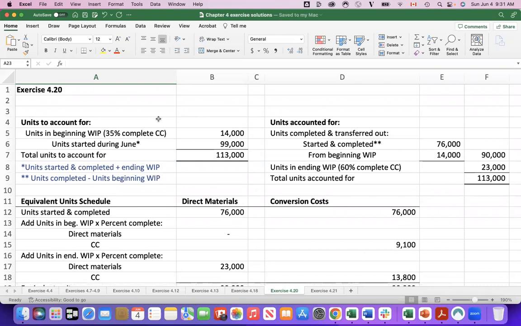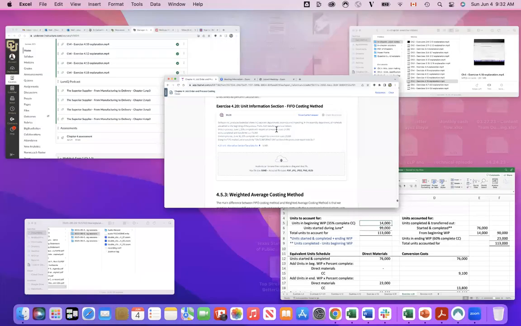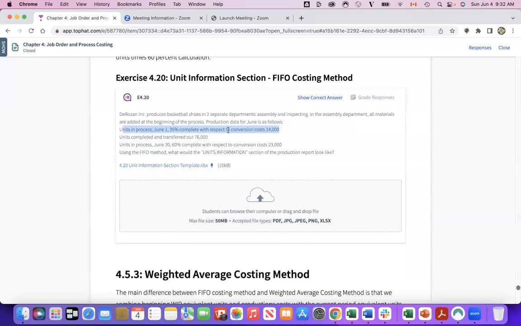So we start with, again, our units to account for and units accounted for. For our units to account for, we start with units in beginning work in process. And remember, these are actual totals, so these are actual amounts. It's not necessarily the equivalent units amount just yet. So we have 14,000 units in beginning work in process. That is simply given in the question. The fact that they're 35% complete with respect to conversion costs, we don't need to worry about right now.